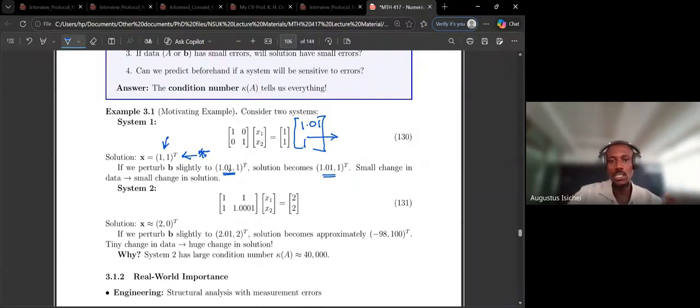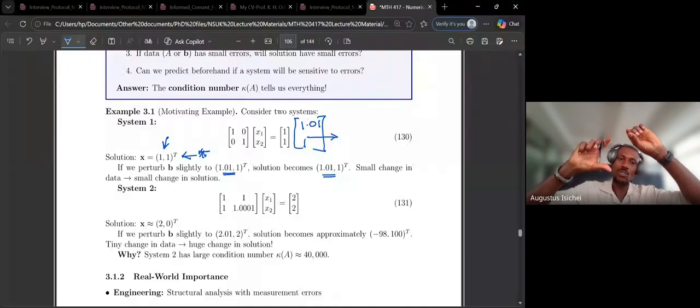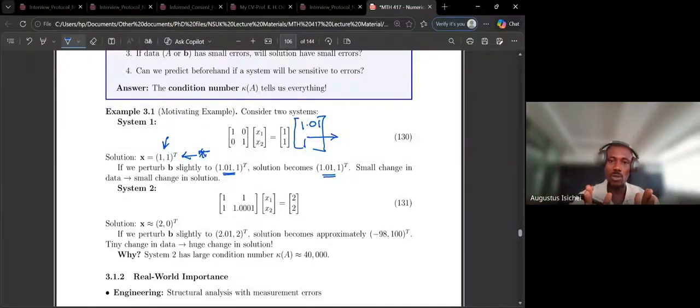When you change the first component on the column vector for the constant values, you have a similar solution, which means that a small change in the data returns a small change in the solution. Of course, small. That's for system 1.